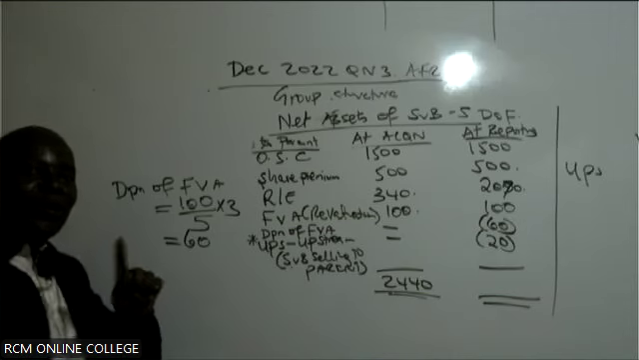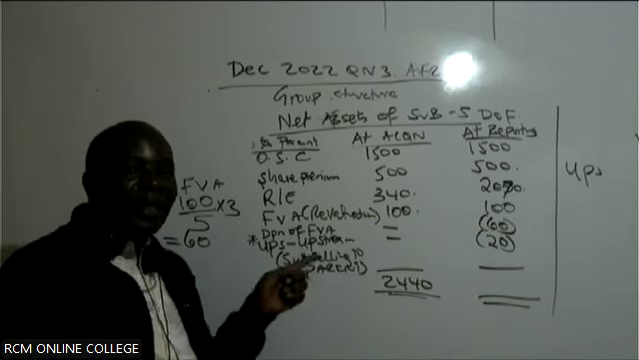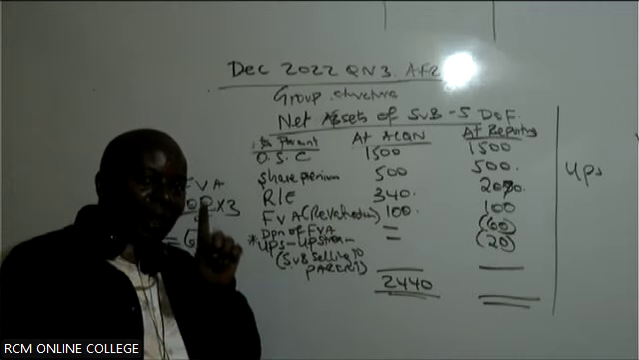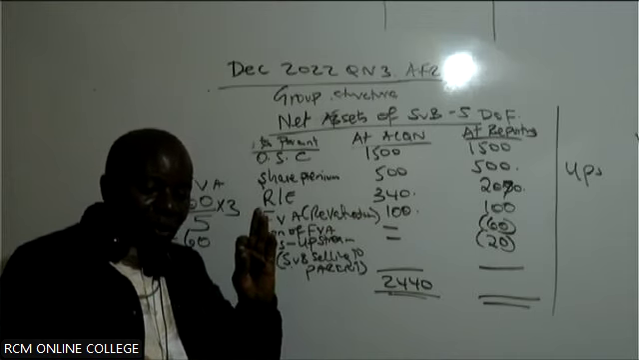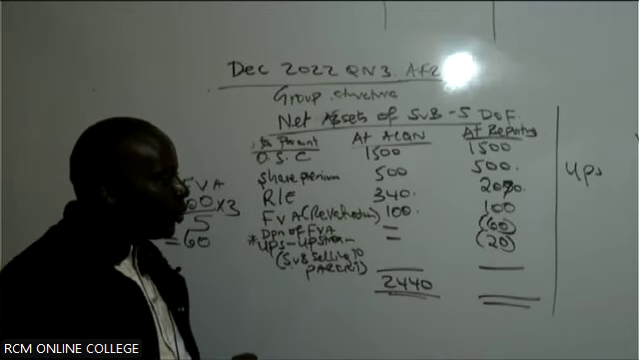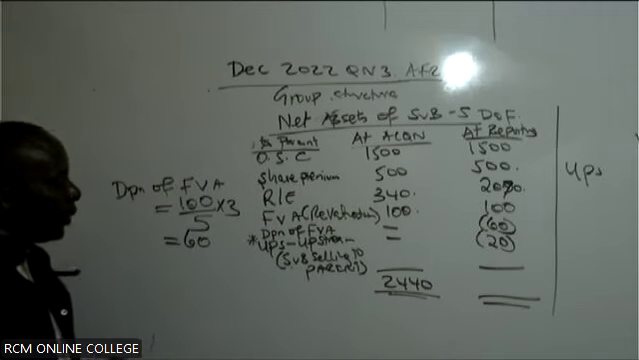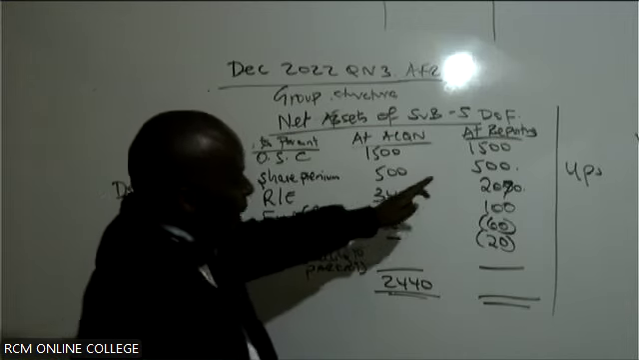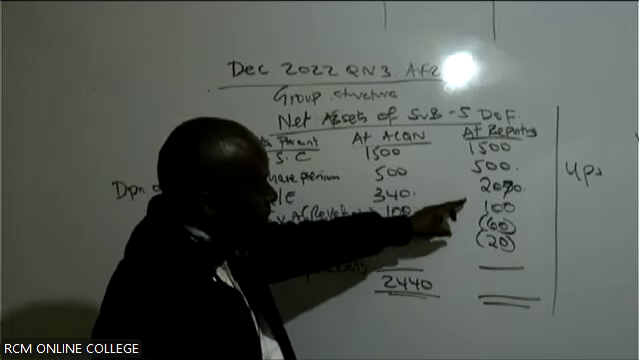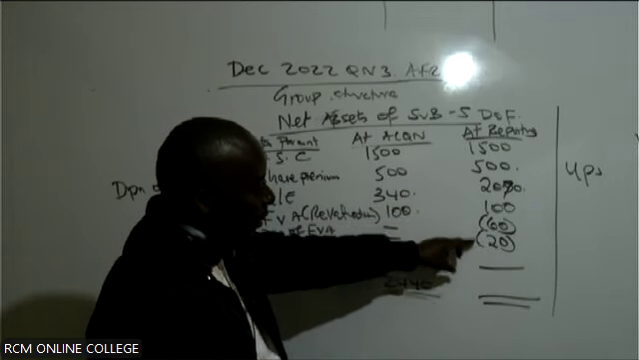Remember, the 6 months was not S. 6 months is L. For S, we did with you, and we said S is how many years? 3 years. S is 3 years. So then give me the net assets at reporting. You're taking 1500 plus 500 plus 2070 plus 100 minus 60 minus 20.